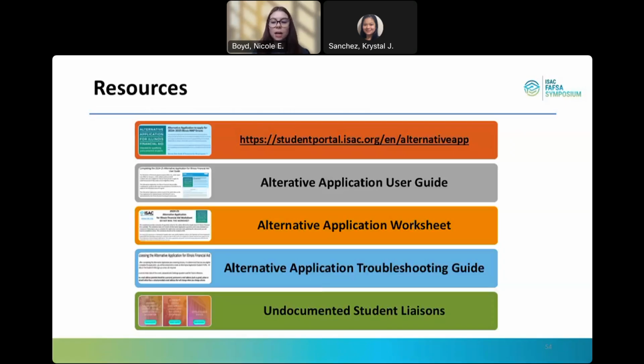And now we are coming up on the end of the presentation, so I do want to give you all some resources just before we wrap up. First and foremost, on the ISAC student portal would of course be the alternative application itself. We also have the alternative application user guide as well as a worksheet. There's an alternative application troubleshooting guide, to help you troubleshoot problems with the alternative application. And then there's also information about undocumented student liaisons.